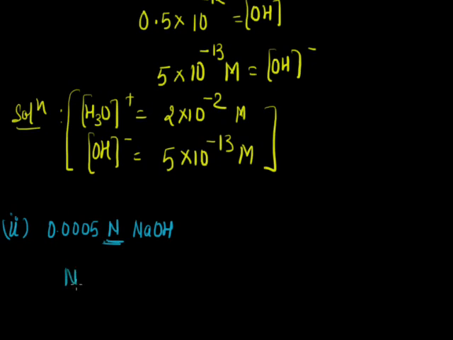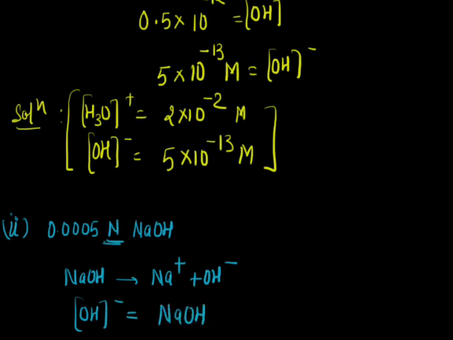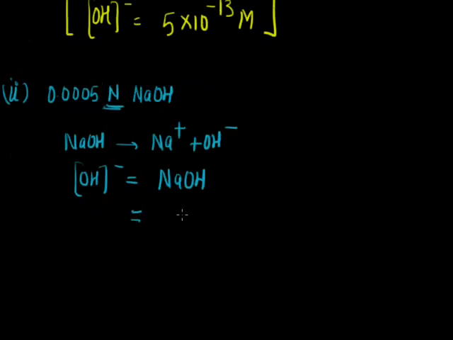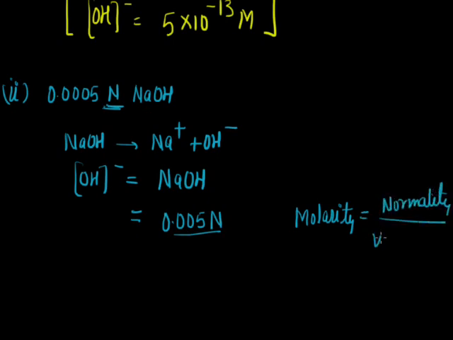We know that when NaOH ionizes, it will give Na plus and OH minus ions. Here the concentration of OH minus ions is equal to the concentration of NaOH. What is the concentration of NaOH? The concentration of NaOH is 0.005. For the conversion of normality, we know that the relation between normality and molarity is that molarity is equal to normality divided by valency factor.